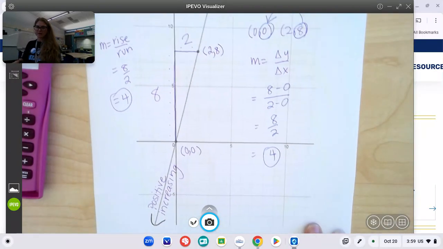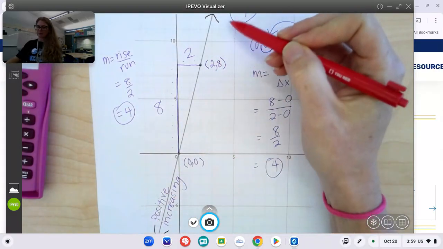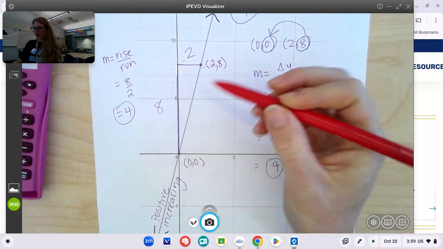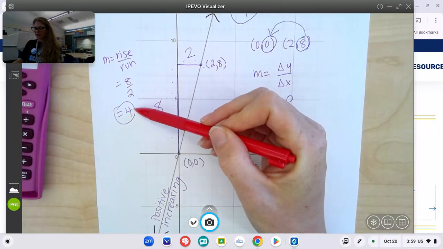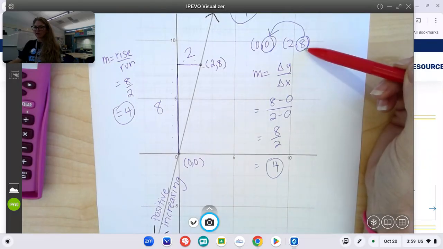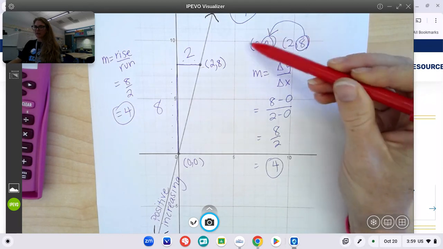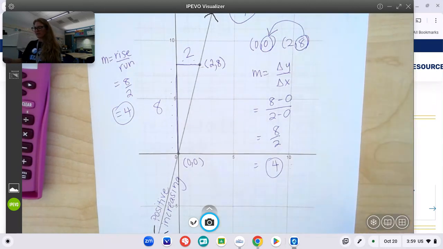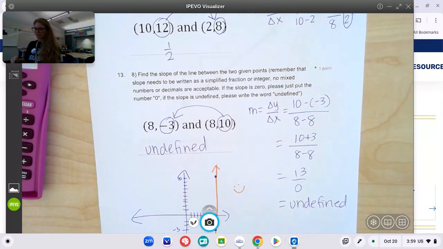The next one, you want to find the slope. So we're going to look at the same thing. I notice my line is positive, increasing from left to right. You could draw a right triangle and see that the rise is 8 and the run is 2. So I get a +4. Or you could write down those coordinates, circle your y's. I decided to do 8 minus 0, so I have to do 2 minus 0 and simplify to get 4. We always simplify our slope. We always write it as a fraction.